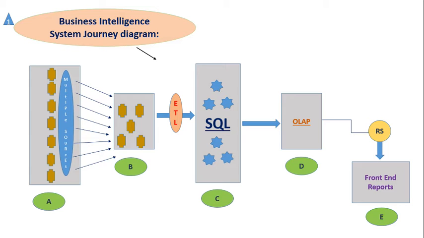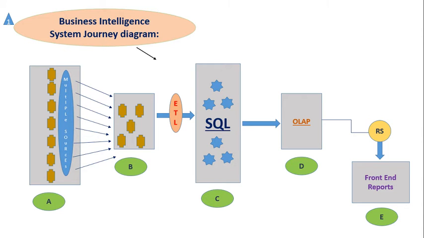Here the C section comes into the picture. This is the data warehouse. It is an organized collection of all the data in a single destination. Let's suppose Citibank is using SQL as a single destination. Using ETL, you can see over here, ETL is a conversion process. Using this, we can convert from multiple sources to a single destination.